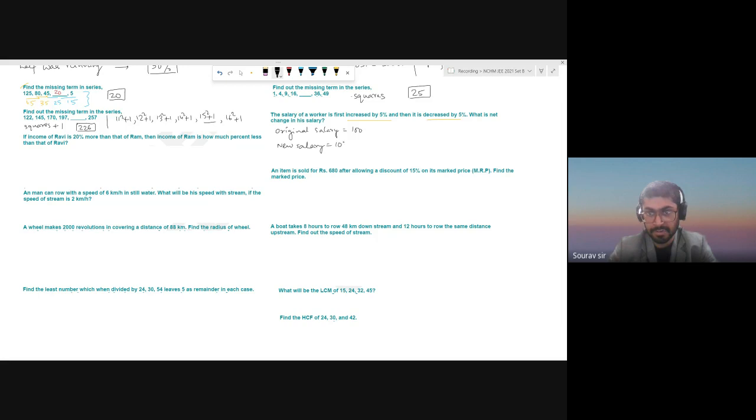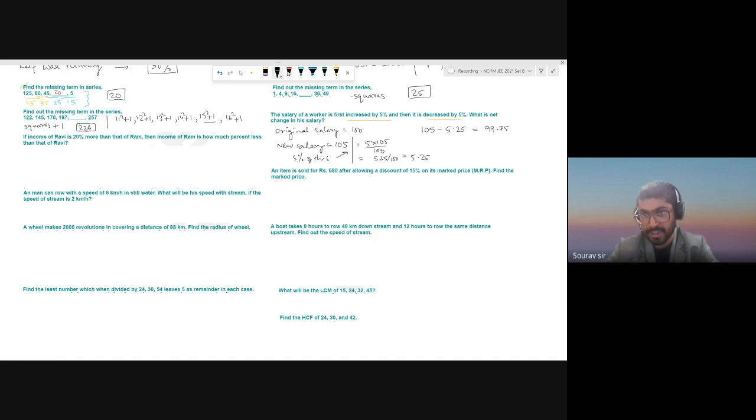The new salary after increment is 105, right? Now 5% of this is 5 into 105 by 100, right? Which is 525 by 100, which is 5.25, right? So that is the amount that we have to reduce. So 105 minus 5.25. So that is the latest salary, which is 99.75.